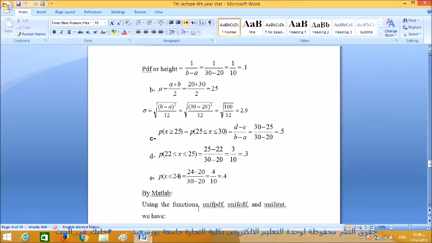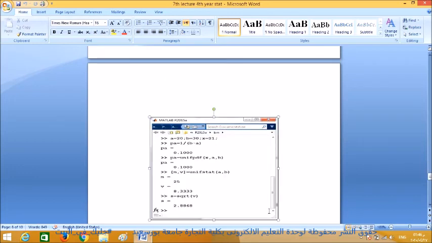By MATLAB, using the functions unifpdf, unifcdf, and unifstat, we have: unifpdf to get any probability, unifcdf to get any cumulative probability, and unifstat to get the mu, or the mean, and the variance or the standard deviation. So here the lower value is 20, the higher value is 30, and x takes any value between 20 and 30. So P of x, the height, equals 1 divided by (B minus A) equals 0.1, as we did by hand.